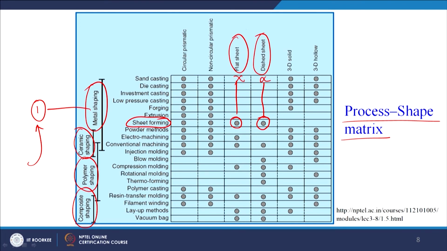Similarly, for ceramic shaping also processes are mentioned; injection molding can be used. For non-circular prismatic parts also injection molding can be used. Similarly, we can see that there can be other processes. For example, our plastic bottles that we use for mineral water or soft drink are 3D hollow shapes. Now which process is relevant? Most of the bottles are polymer, so for polymers we have a process here, blow molding. Can we see blow molding here? Yes, blow molding is recommended for making 3D hollow shapes, and the example taken is a hollow plastic bottle used for mineral water.